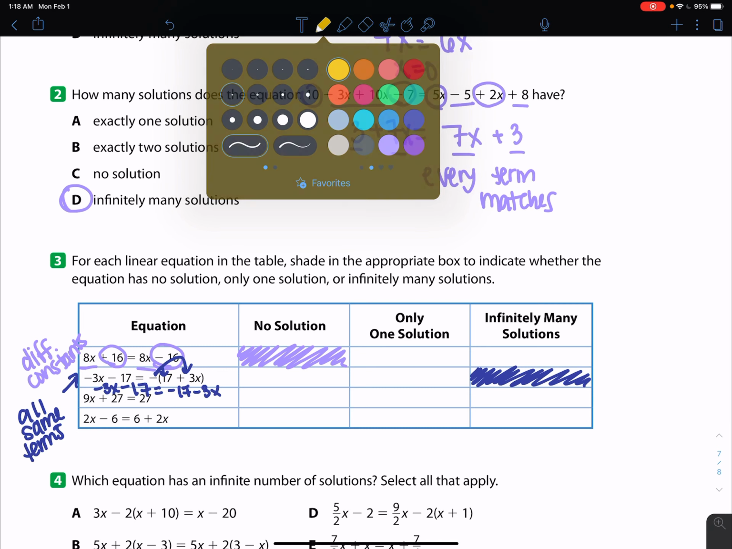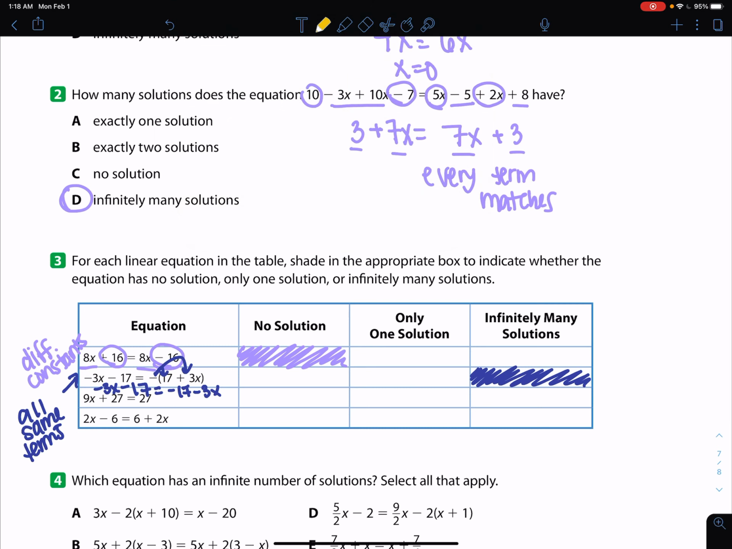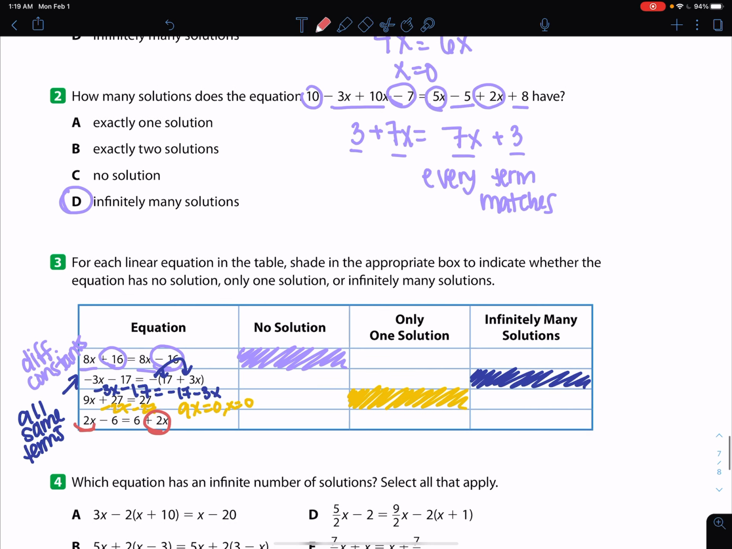All right, moving on to the third one. We've got 9x plus 27 equals 27. We can go ahead and subtract 27 from both sides, and then you'll have 9x equals 0, so x will equal 0. That's exactly one solution. And then we've got our final one. So we've got the same variable term, but different constants. When you have different constants, that's no solution.